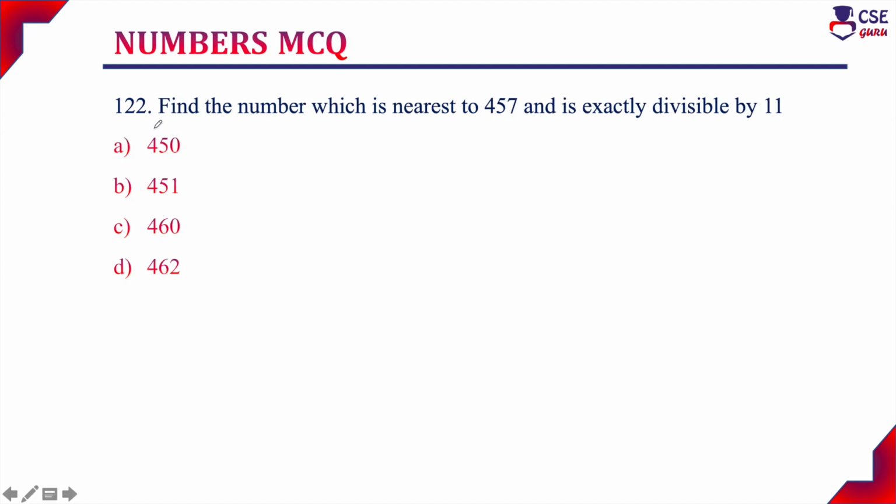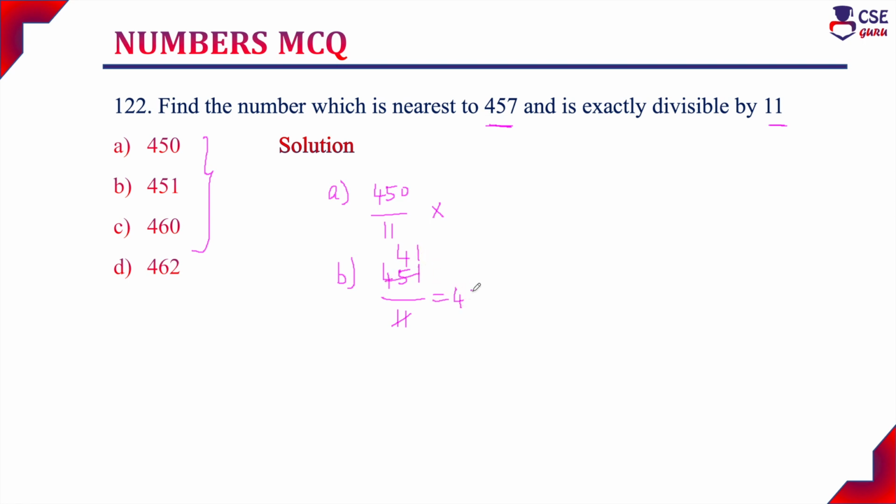Problem number 122. Find the number which is nearest to 457 and is exactly divisible by 11. Okay, the number nearest to 457 exactly divisible by 11. So we will consider these 4 options only. Option A, 450 by 11: this is not divisible by 11. Option B, 451 divided by 11: yes, it is divisible. This is 41.